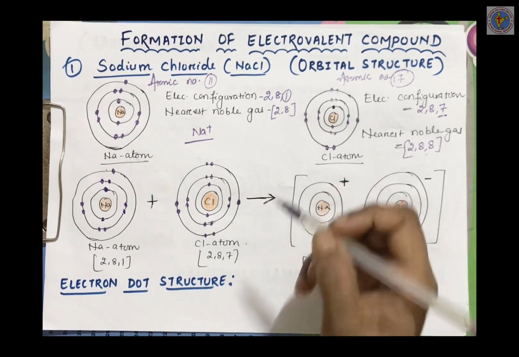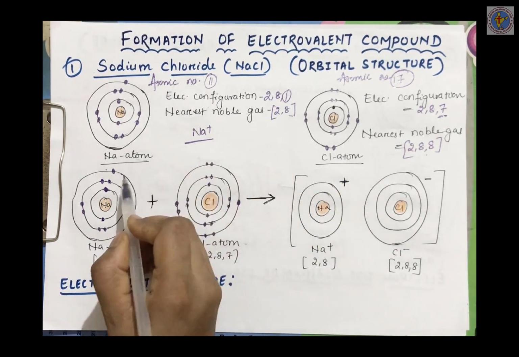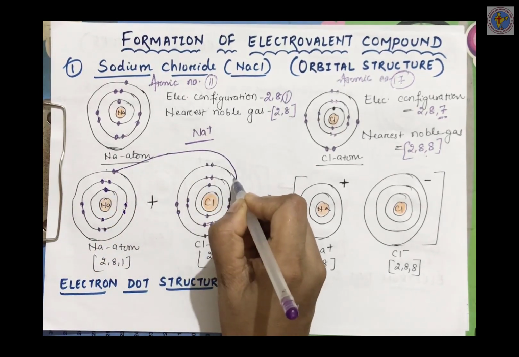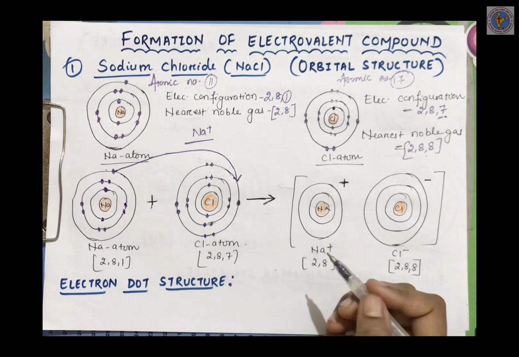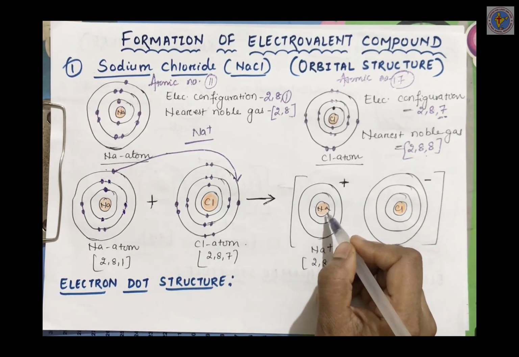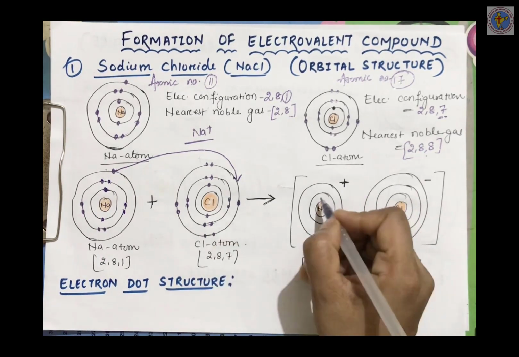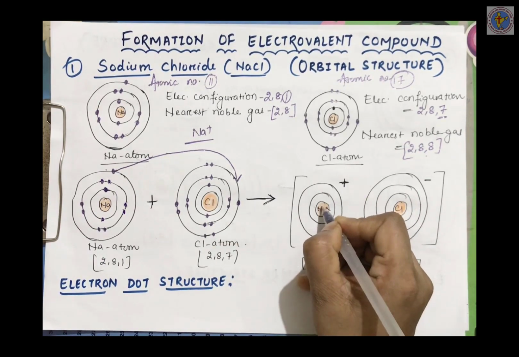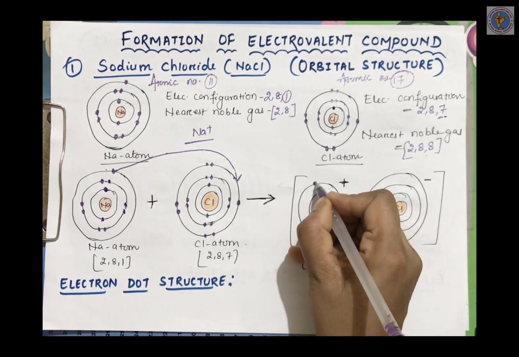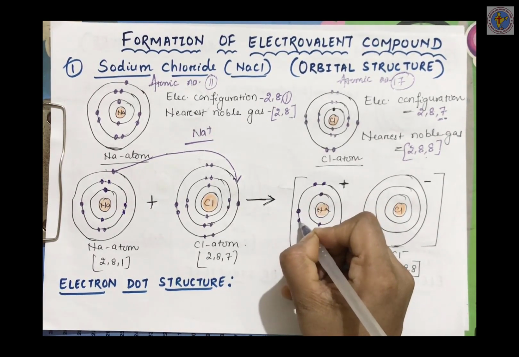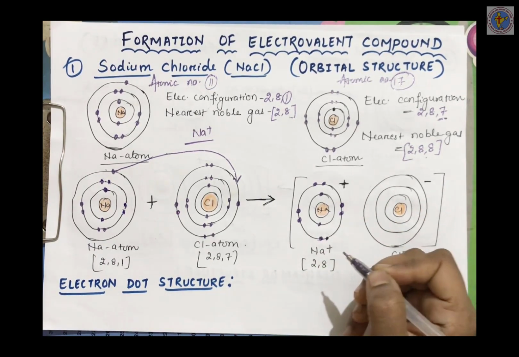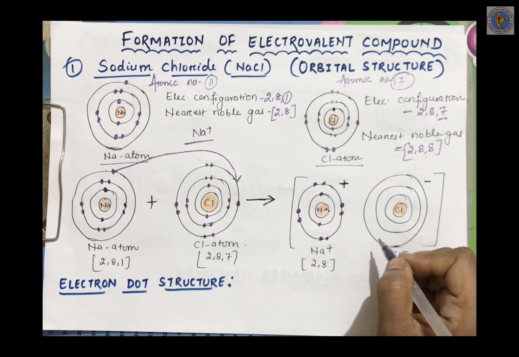So here we'll see that one electron from sodium will get transferred to the chlorine. After getting transferred, as I told you, it will form a sodium ion. The electronic configuration will be like this. This is your nucleus, this is your 2 and here 8 electrons in the outermost shell, because that one electron which was present in the outermost shell was transferred to chlorine.